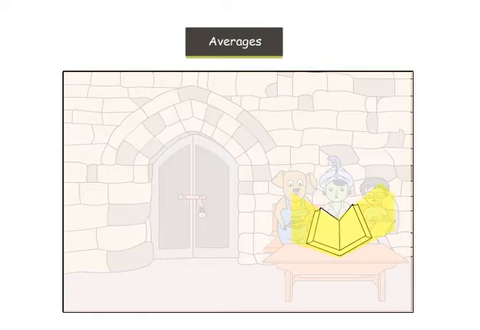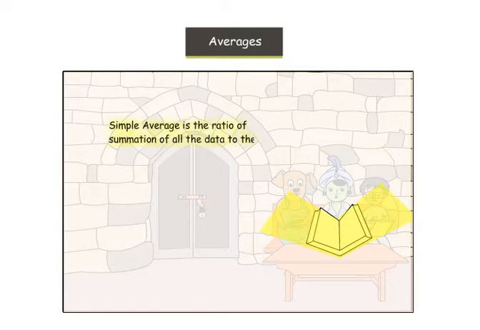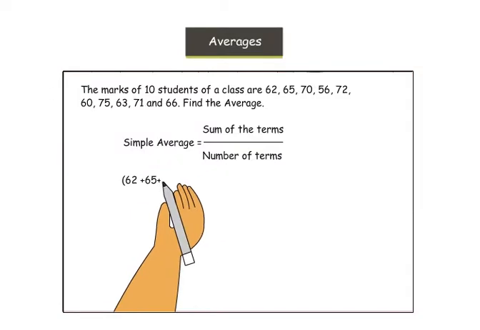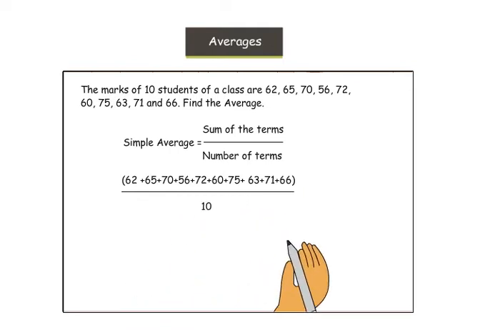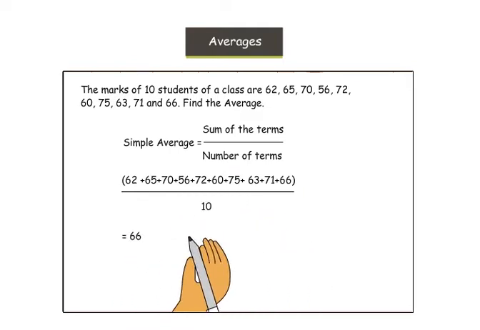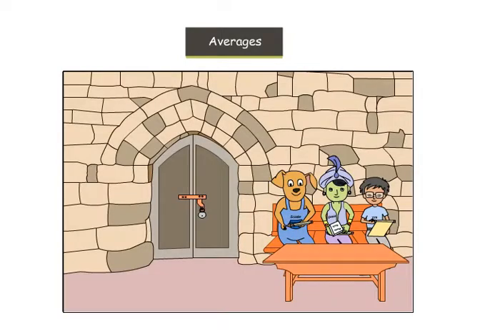It reads, "Simple average is the ratio of summation of all the data to the number of data in the set." So they add up all the marks and divide it by the number of students, which gives them 66. Happy and excited, they move on to solve Tom's question.